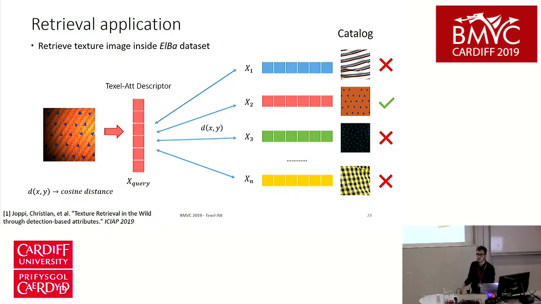In this experiment, this is the same dataset. We perturb the images, and then we try to see if we can find them again in the dataset. So, for example, here the query is taken from the dataset.